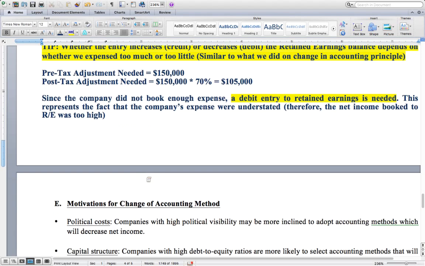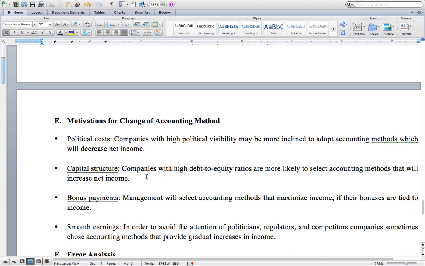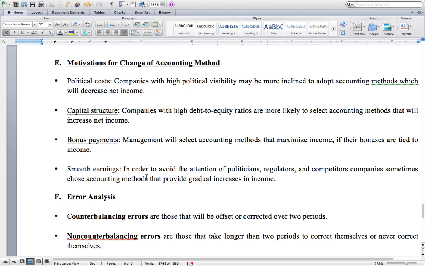Hopefully that makes sense. And the difference between what is a change in accounting principle versus a change in estimate versus an error correction. That is pretty much it for the specifics on the change in accounting principles. The next few things are just a few bullet points on motivations for changing accounting method, and this is why a company would change their accounting, either principles, estimates, reporting entities.